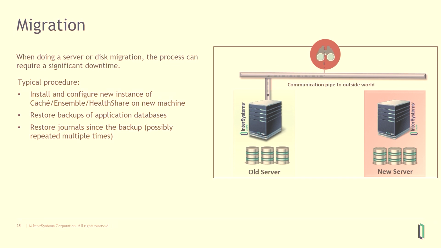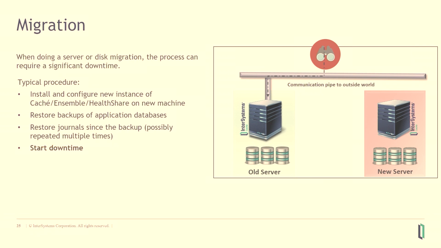You'd set up a new instance on this other machine. After you do that, you'd restore all your application over there. And then once that's done, you'd restore journals since that backup finished. And you can repeat that last step as much as you want, just to try to close in on the time that you were at when you finally do start your downtime.